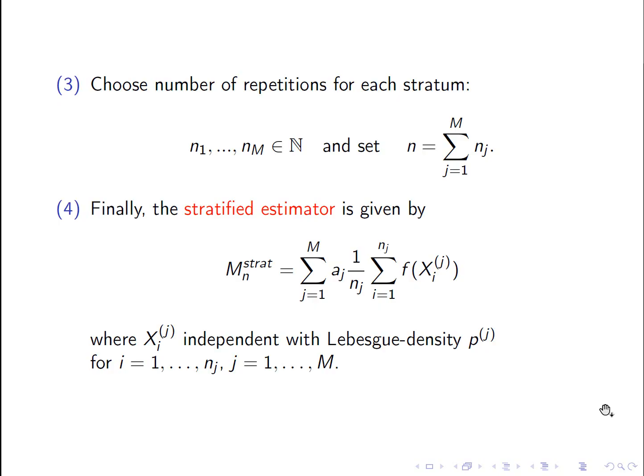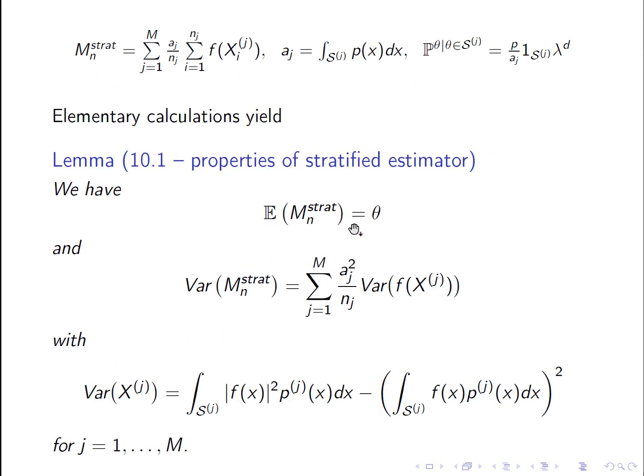Okay, and which properties does a stratified estimator have? First of all, the stratified estimator is still unbiased. So on average we get our theta. And for the variance we have the following expression in terms of the variance of f of x_j. The variance of the stratified estimator is the sum over the strata, and then we have alpha_j squared divided by n_j, and then the variance of f of x_j. And here for completeness I have written out the variance of x_j.